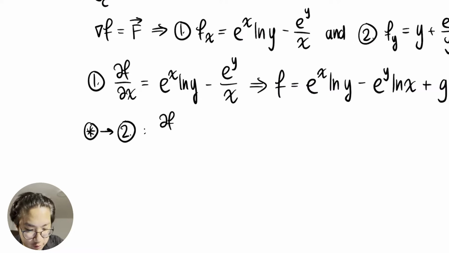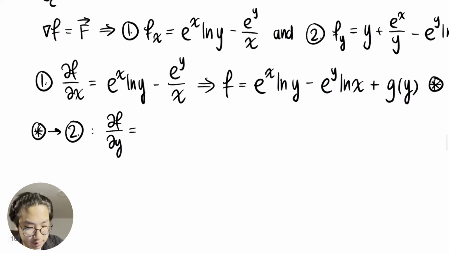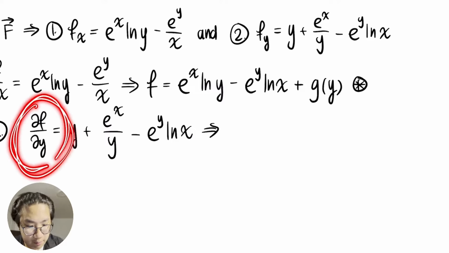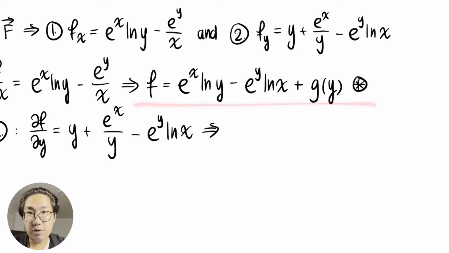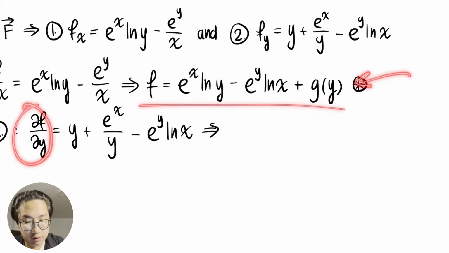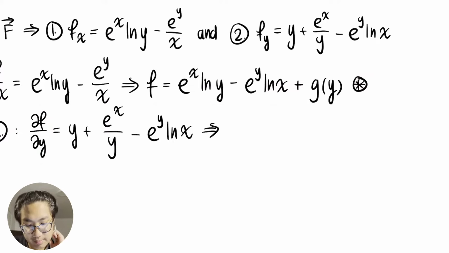We know that partial f, partial y is equal to the other equality we had there: y plus e to the x over y minus e to the y ln x. However, we can make use of this expression for f over here, because we can still take the partial derivative of it with respect to y as well. This is kind of where the magic happens. We're going to replace this with the partial derivative of this expression for f, taking the derivative with respect to y.